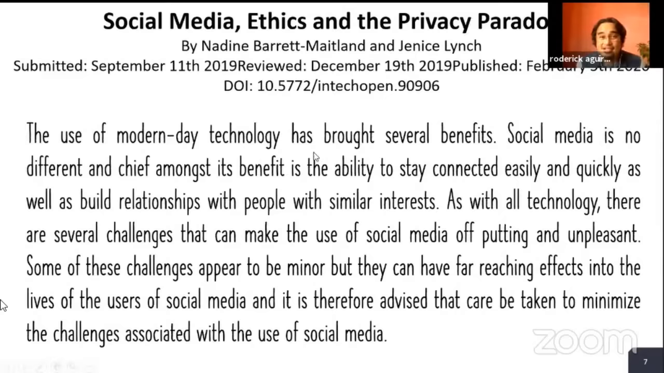They said, it's Nadine and Janice, they said that the use of modern day technology has brought several benefits. Social media is no different, and chief amongst its benefits is the ability to stay connected easily and quickly, as well as build relationships with people with similar interests. As with all technology, there are several challenges that can make the use of social media off-putting and unpleasant. Some of these challenges appear to be minor, but they can have far-reaching effects into the lives of the users of social media, and it is therefore advised that care be taken to minimize the challenges associated with the use of social media.